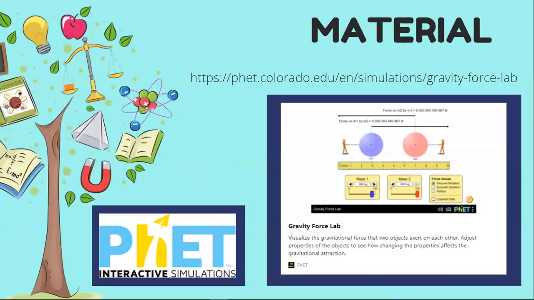What we need in this activity is the PhET interactive simulations using the Gravity Force Lab. So we are going to visualize the gravitational force that two objects exert on each other. We adjust properties of the objects to see how changing the properties affects the gravitational attraction. This material can be accessed through an internet connection.